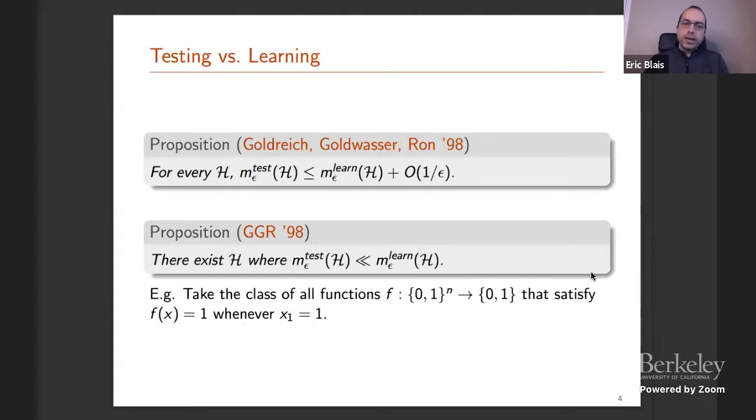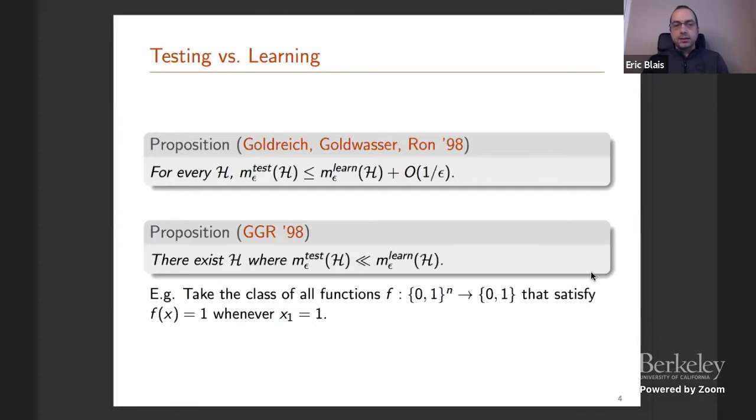There can be a huge gap between testing and learning sample complexities. And here, this example is good to keep in mind because it might show up again later in this talk. Take the class H of all functions that are completely unrestricted if the first bit is 0, but always take the value 1 if the first bit equals 1. Here we can easily convince ourselves it's very hard to learn these functions, but it's actually very easy to test them, even in this case when we only get samples.